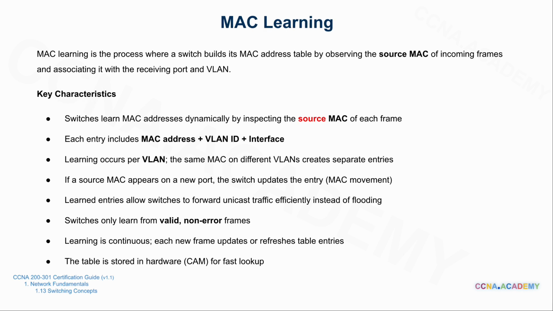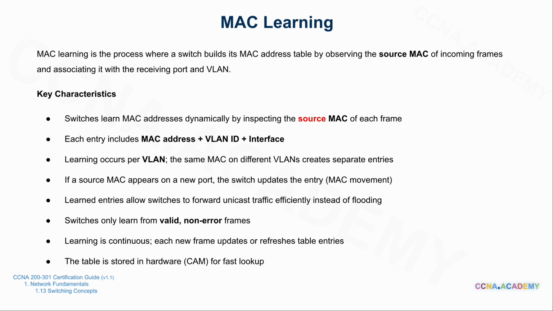MAC learning is how a switch builds its MAC address table. Every time it receives a frame, it looks at the source MAC and records which port it came from. This allows the switch to map devices to ports and forward traffic efficiently. Learning happens per network segment, and if a device moves, the entry gets updated automatically.